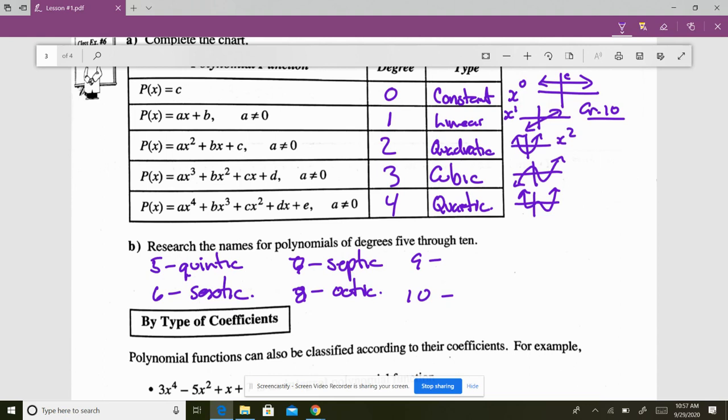9? Anybody know what a 9-carbon backbone is in chemistry? Nonane. So it's nonic in math. I'm not going to ask you these. You might see these words. 10. Decic.